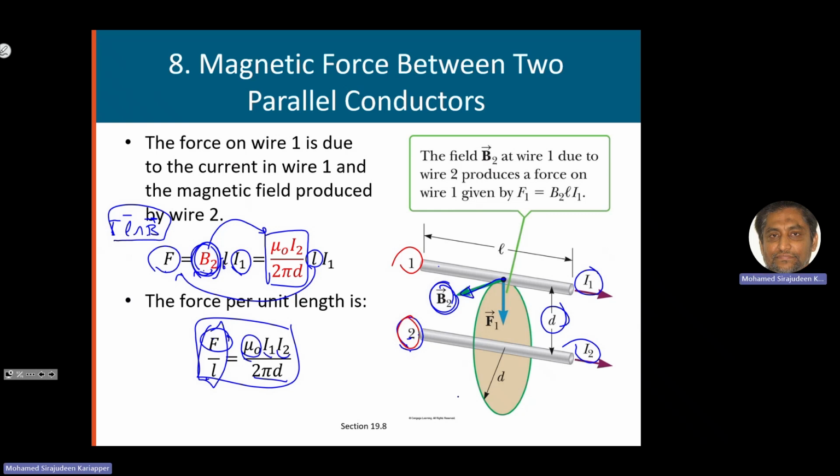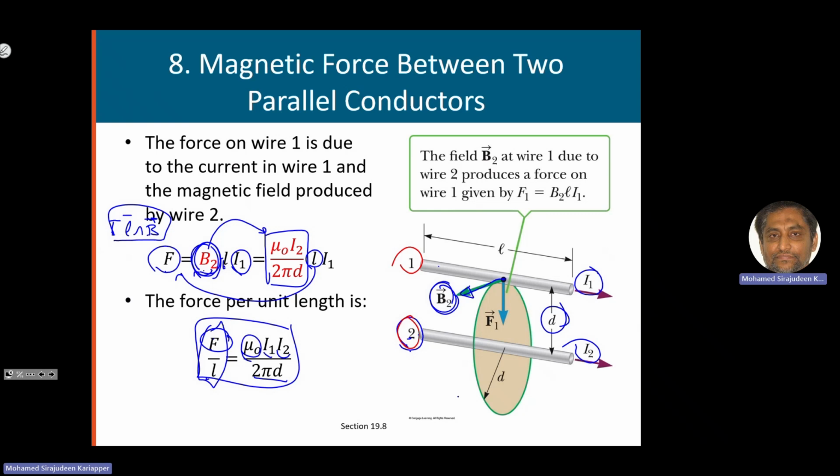Again, these are the two wires. This is wire number 1, and this is wire number 2. They are kept parallel. So from this wire, there will be a magnetic field at this point. The direction will be like this. This is I1, this is B. So the angle between I and B is theta, which is 90. Sine 90 is 1.